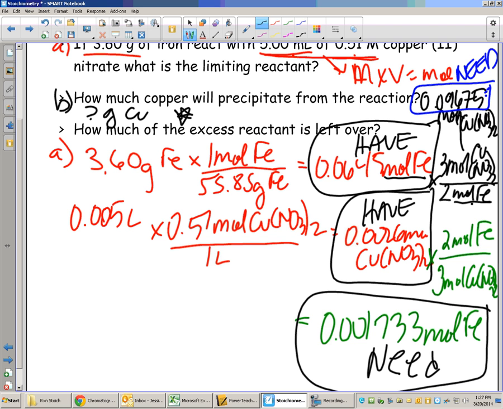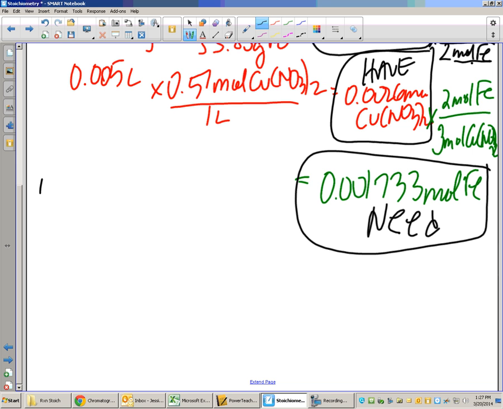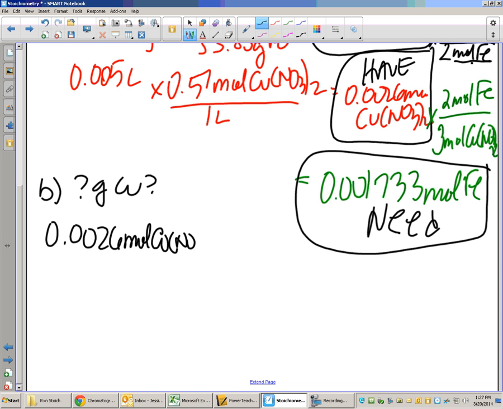Your starting point now is your half of your LR. That's the whole reason you did all this mess, is to find what your LR is. So how much do I have of my LR, my limiting reagent? 0.026, because copper 2 nitrate was my LR. So I'm going to start with my half of my LR, 0.026. I just like this big, so I'm just going to keep it like this. So question mark, how many grams of copper can I make from 0.026 moles of copper 2 nitrate?